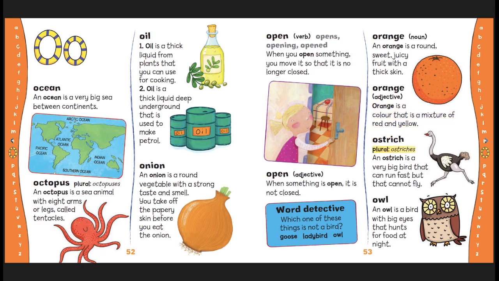Ostrich, plural, ostriches. An ostrich is a very big bird that can run fast, but that cannot fly. Owl. An owl is a bird with big eyes that hunts for food at night.